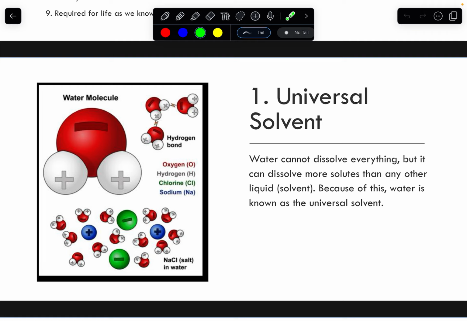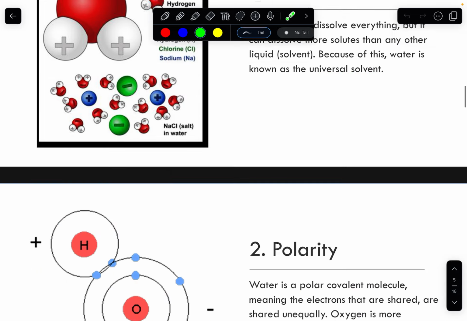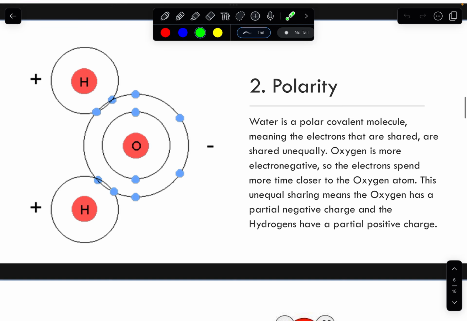That's known as the solute. The water does the dissolving. The thing that does the dissolving is called the solvent. So water is known as the universal solvent. It can't dissolve everything, but it can dissolve a lot more than basically every other solvent. Because of this, water is known as the universal solvent.